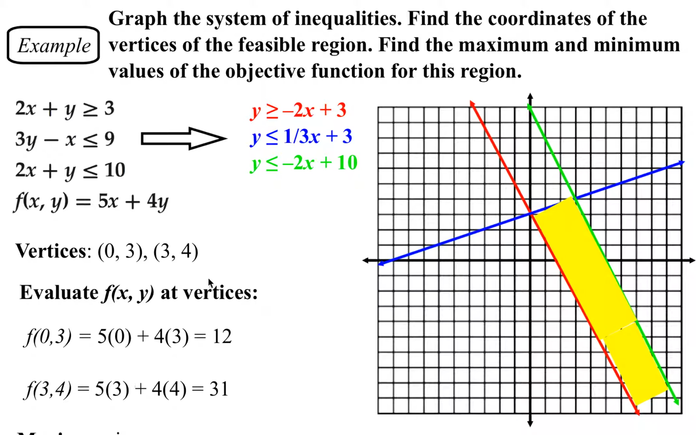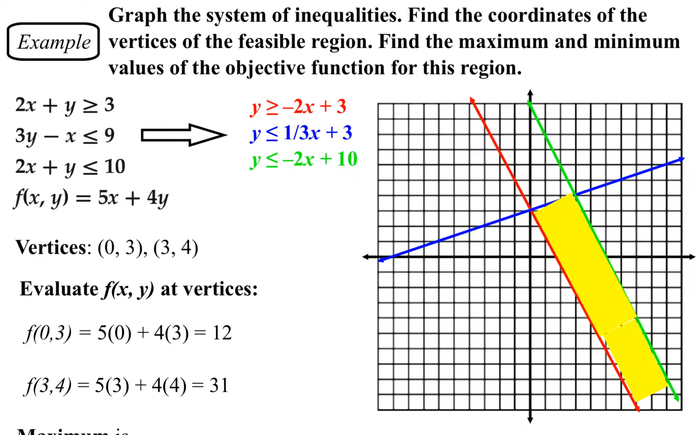And so I went ahead and did that. I plugged those into the function f using 0 for x, 3 for y, and then 3 for x and 4 for y. And I have these 2 values. Well, our maximum value is definitely 31 at the point (3, 4). That's going to be a maximum. We're never going to get anything bigger than that.